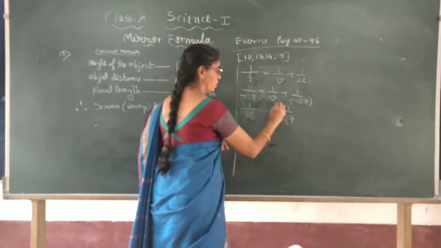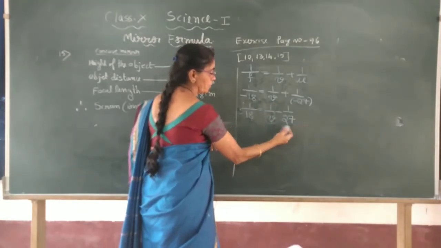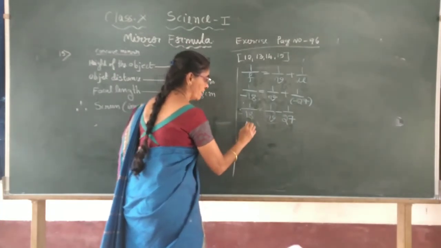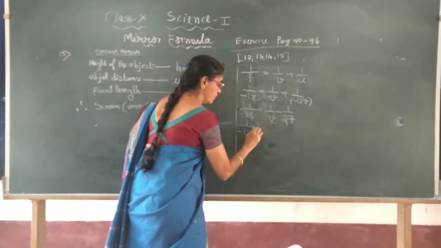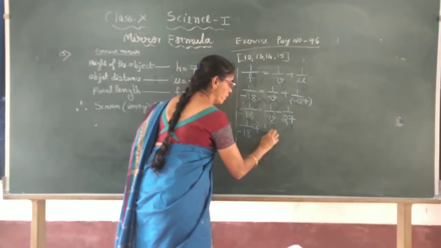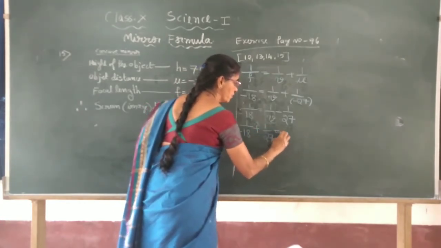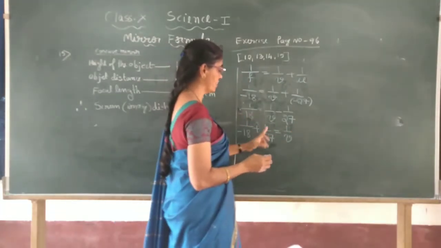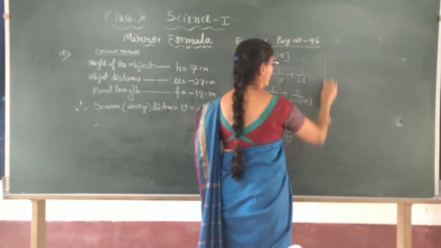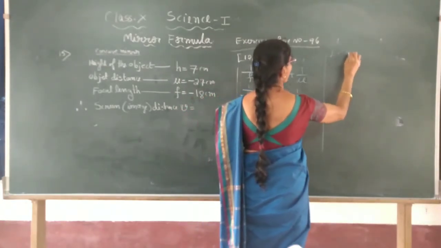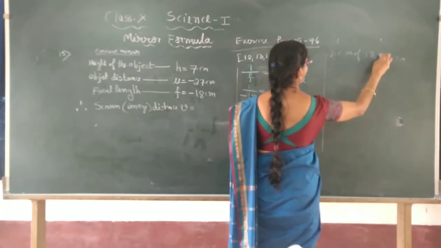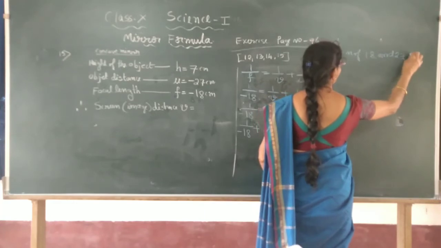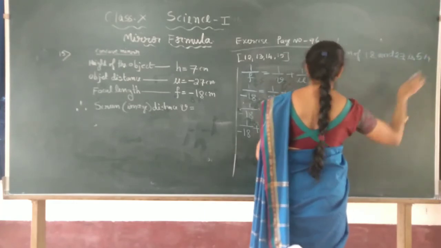Now I want this v value only, so bring this minus value to this side. When you bring it this side, minus will change into plus. Already I have 1 by minus 18, so it will change into plus 1 by 27 is equal to 1 by v. Now we have to do the fraction simplification. Find the LCM of 18 and 27. If you do that, you will come to know it is 54.